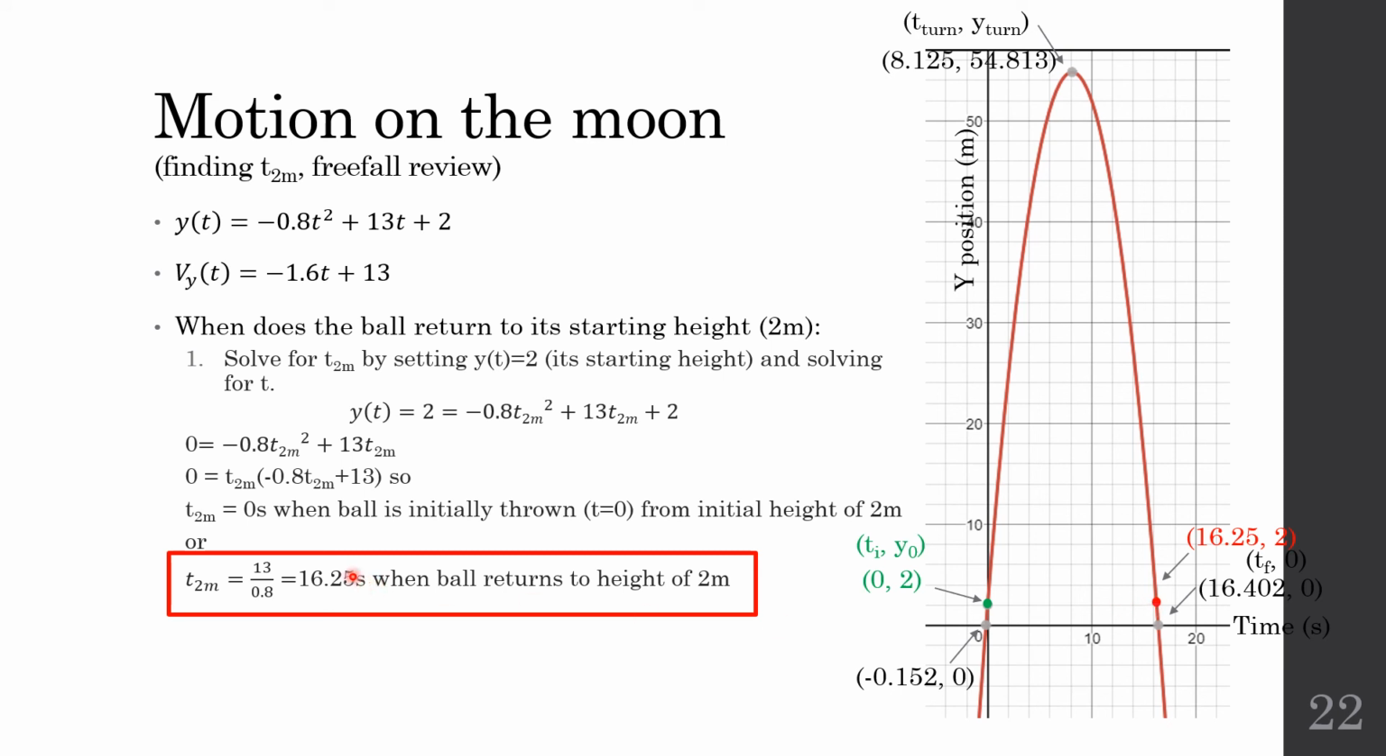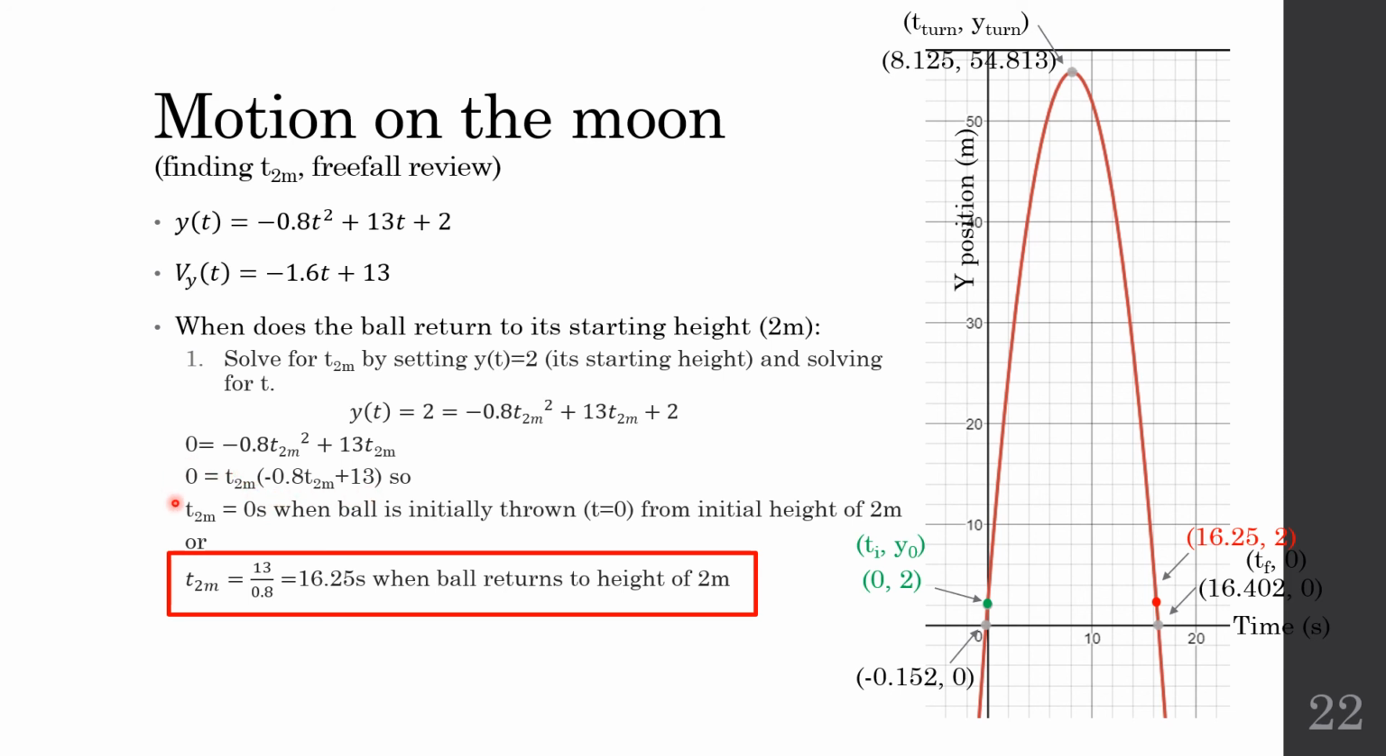What we need to do is set y of t equal to 2. Remember, this is our y of t equation up here. So we know that these 2's are going to cancel, and we're just left with negative 0.8 t squared plus 13t. Then we can factor out a t from both of these, so we have t times negative 0.8 t plus 13.